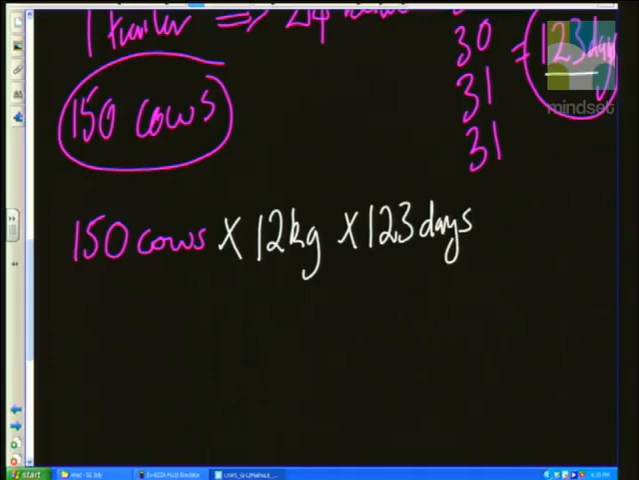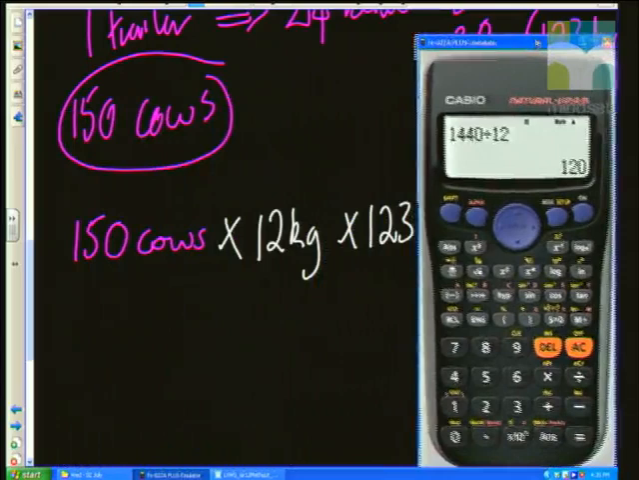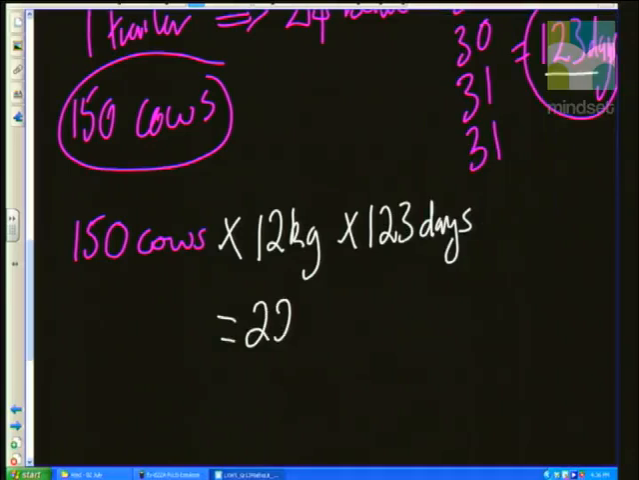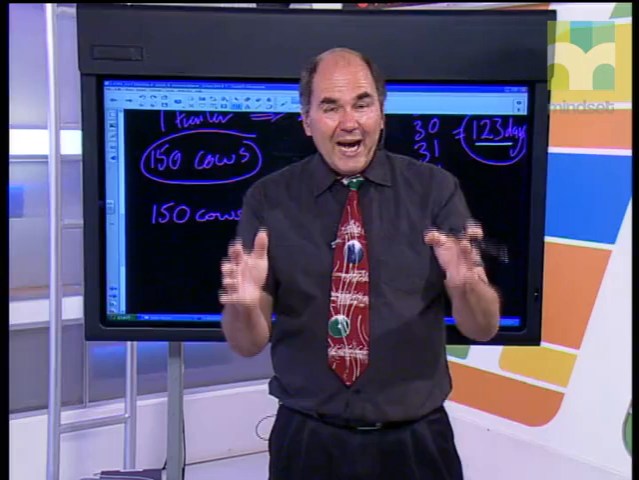So let's get the calculator out, because I'm not going to chance this one on my mental arithmetic. Let's start with 150 cows. And we're going to multiply that by 12 kilograms, multiplied by 123 days. And we get this huge number. Let's just see exactly what it is. It is 221,400. So I'm going to write it down. 221,400 kilograms.